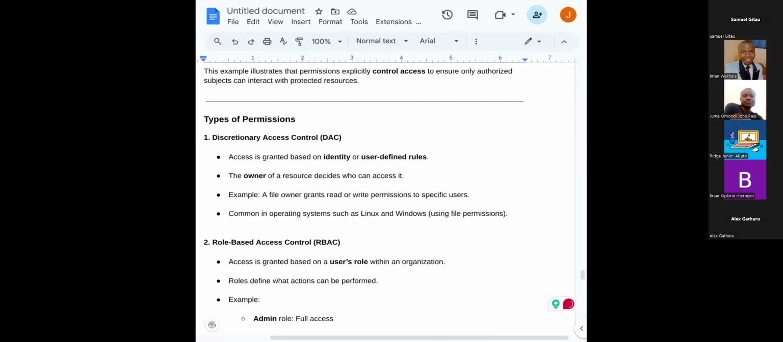All right, types of permissions that we have. Number one, we have the discretionary access control, and access is granted based on the identity or the user-defined rules. The owner of the resource decides who can access what. For example, like we created when we were downloading the PEM files and we needed to give them permissions. Remember that the only permission that we gave was read, okay? So this ensures no one can write, no one can do anything to it. You can only read. Okay.